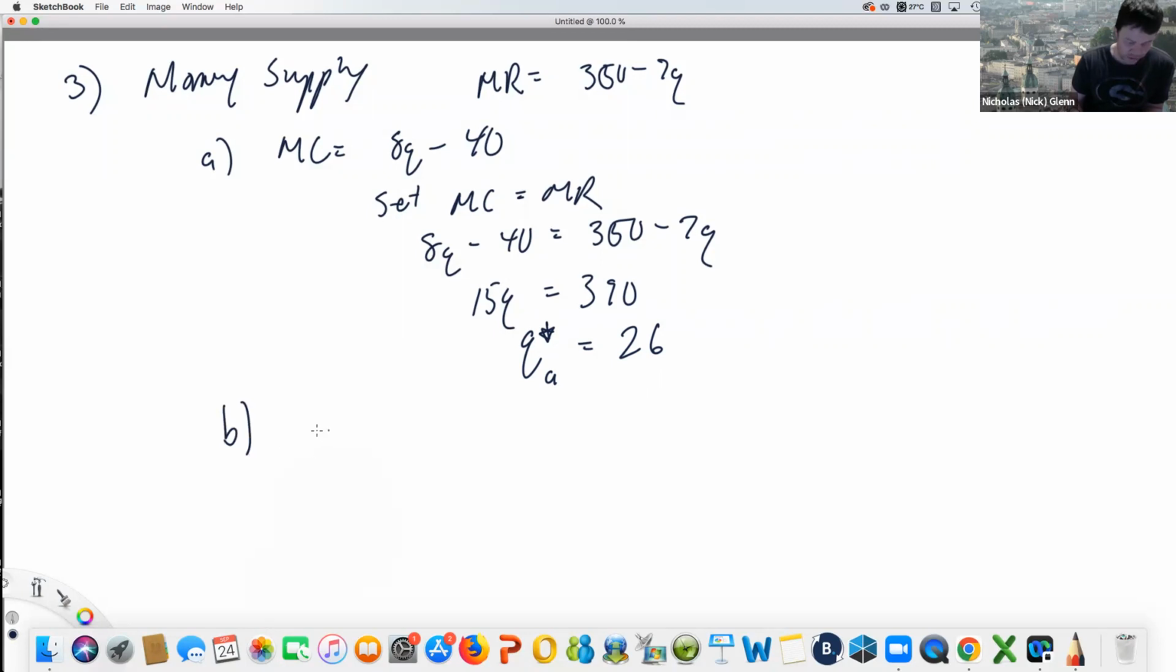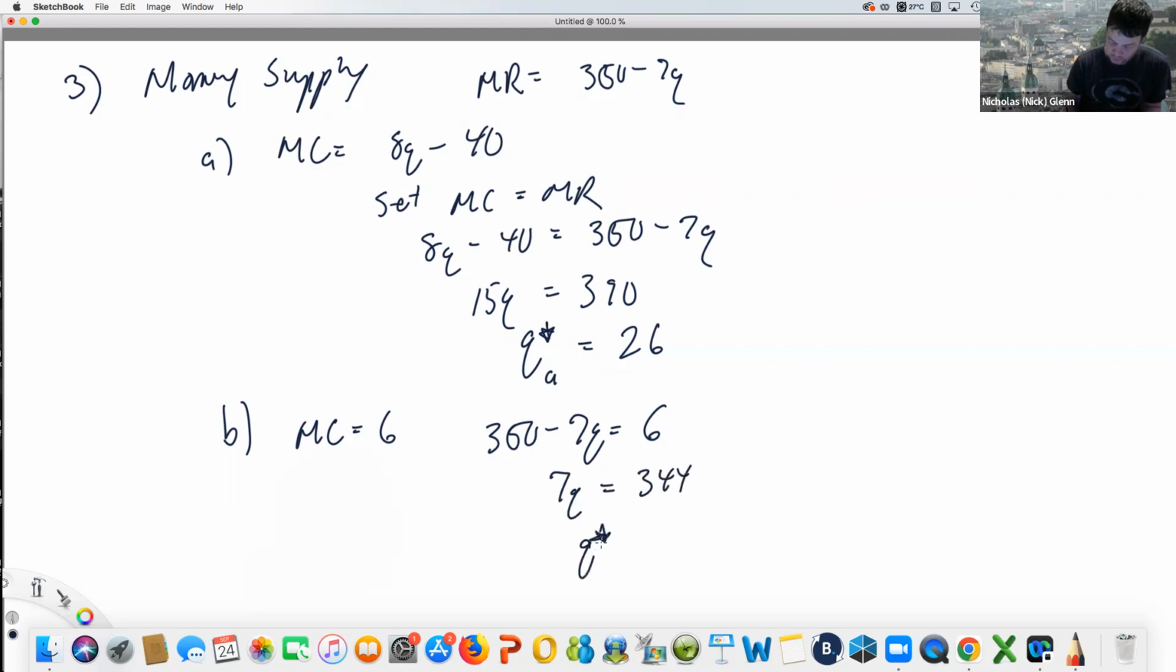Now we're looking at a country that has a marginal cost of 6, so it's always 6. So we'll set this marginal revenue equal to 6. It's just going to be 7Q equals 344. And so the equilibrium quantity for B is going to be 344 divided by 7. So that's 49.14, a good bit more. Even though it has the same marginal revenue, the money supply is going to be much larger. Okay, so for C, it wants us to graph both of these out. So we'll do that next.